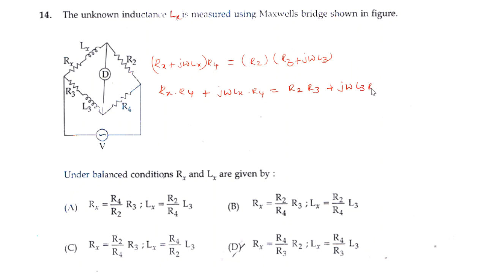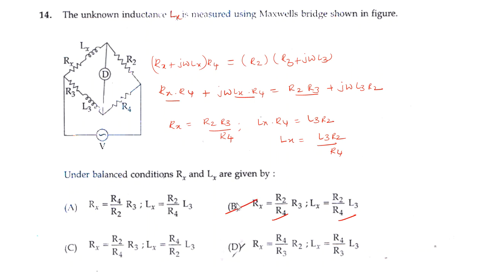So by equating the real and imaginary parts, Rx is equal to R2 R3 by R4, and similarly Lx into R4 is equal to L3 into R2. So from this, the Lx value will be L3 R2 by R4. Which option matches? Rx is R2 R3 by R4 and Lx is equal to L3 R2 by R4. So this will be the correct answer for this question.